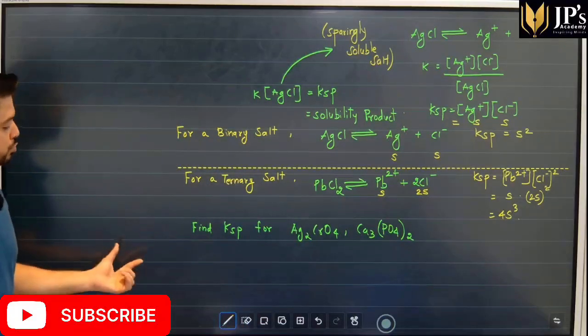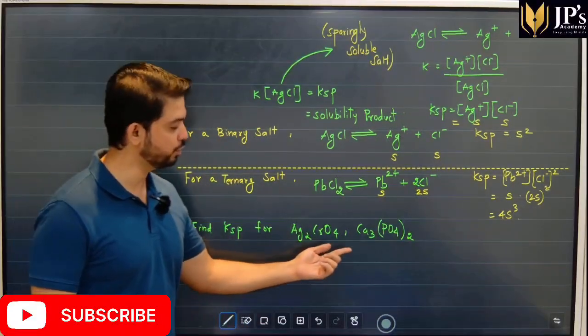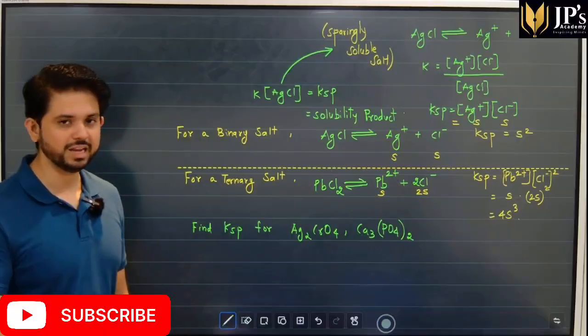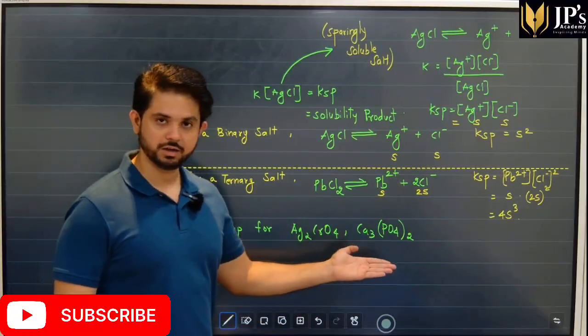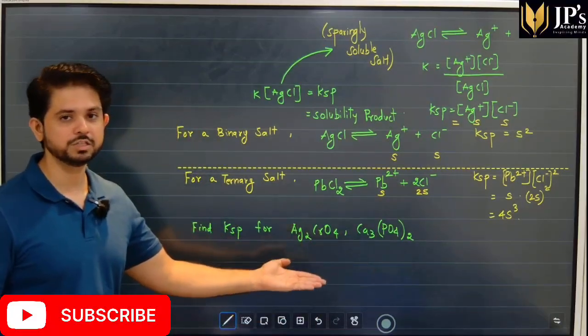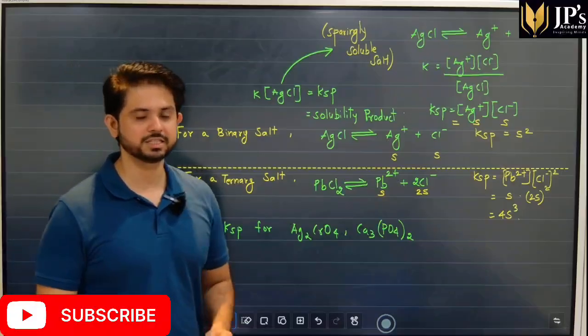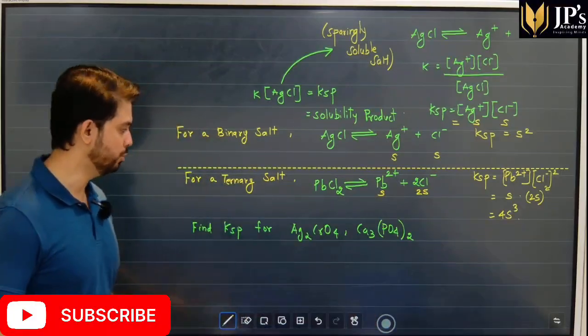I want you, students, to find the KSP for the following salts. If you do not get the KSP values for these, please let me know in the comment section and I'll derive them for you.